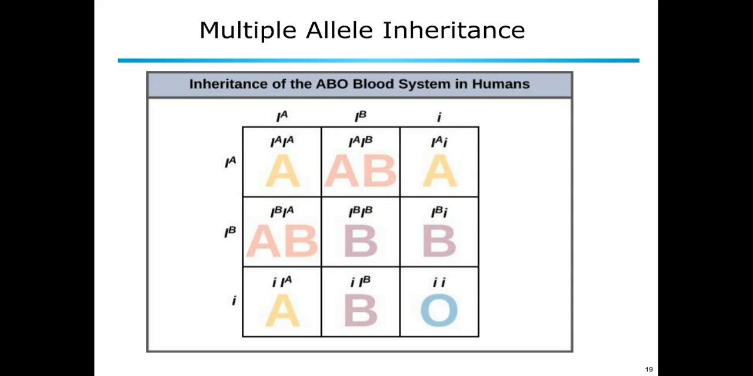One of the last examples is multiple allele inheritance, and this is how you inherit your blood type. So I is the letter we use for the trait, and then A is what we use for type A blood, B is what we use for type B blood, and i is kind of like a blank. If you end up with little i, that means you get none of those antigens on the surface of your blood cells, and you end up with type O blood.